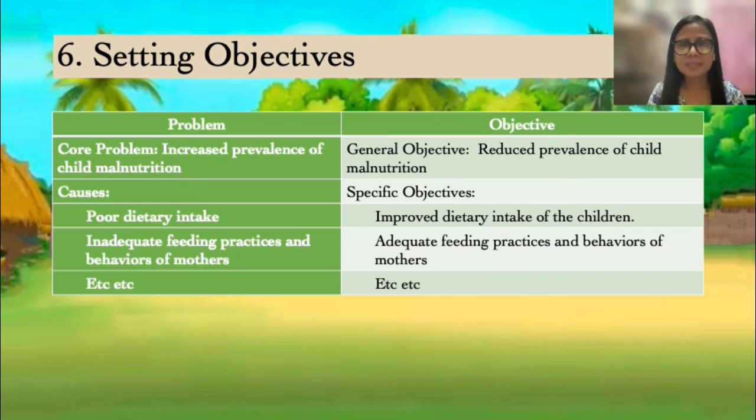And then the last step is the setting of the objectives. Here, you just review your problem tree and the objective tree. So you look for your core problem, for example, increased prevalence of child malnutrition, and then you look for the corresponding objective, which is reduced prevalence of child malnutrition, and this becomes your general objective. And you look for the two causes that you identified in the previous step, poor dietary intake and inadequate feeding practices and behaviors of mothers, and you look for the corresponding objectives in the objective tree, and they become your specific objectives. Specific objective number 1 is improved dietary intake of the children, and specific objective number 2 is adequate feeding practices and behaviors of the mothers.